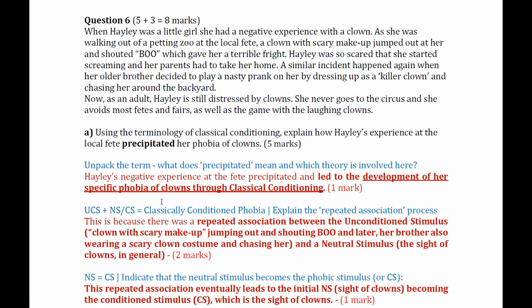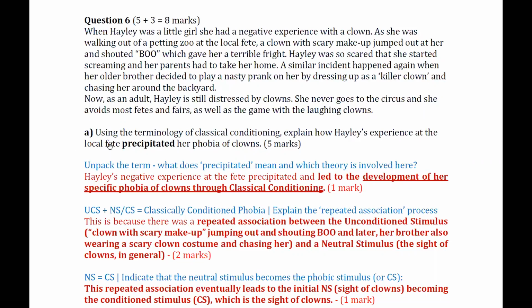A similar incident happened again when her older brother decided to play a nasty prank on her by dressing up as a killer clown and chasing her around the backyard. Now, as an adult, Hayley is still distressed by clowns. She never goes to the circus and she avoids most fetes and fairs, as well as the game with the laughing clowns. I always thought that game was a bit weird.